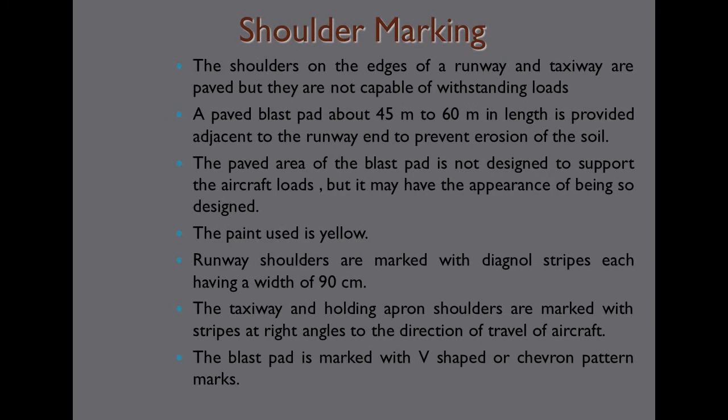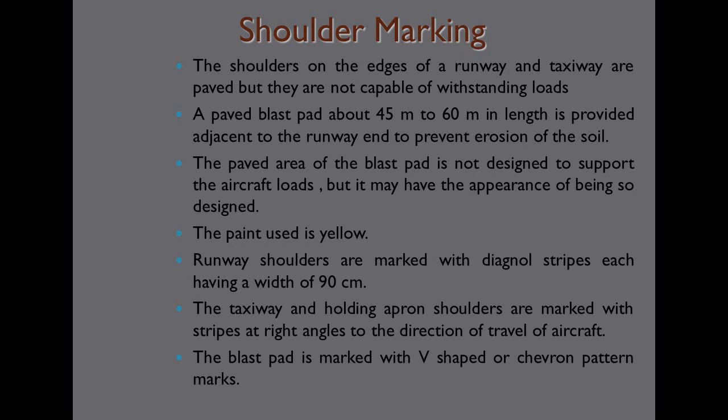Shoulder marking. The shoulders on the edges of the runway and taxiway are paved but are not capable of withstanding load. So runway shoulders are marked with diagonal strips, each having a width of 90 cm. They are painted in yellow color. The blast pad is marked with V-shaped or chevron pattern marks.